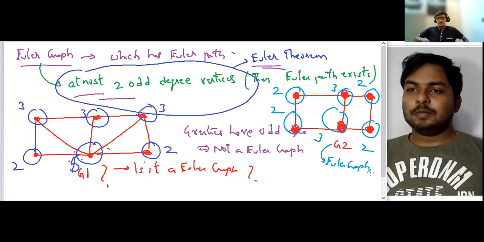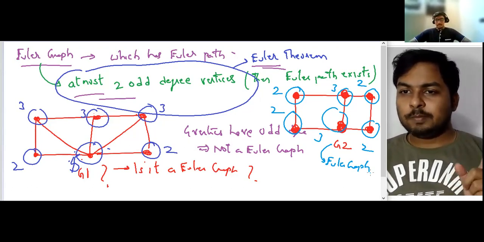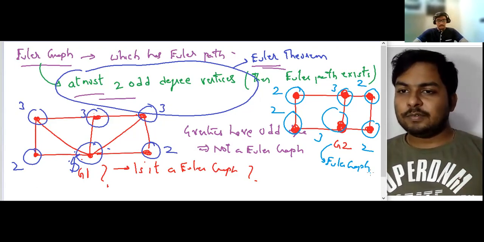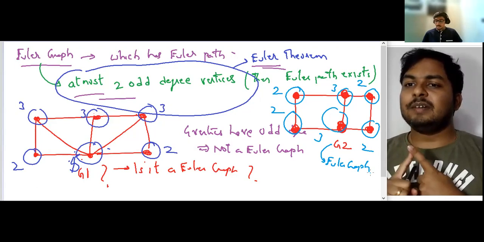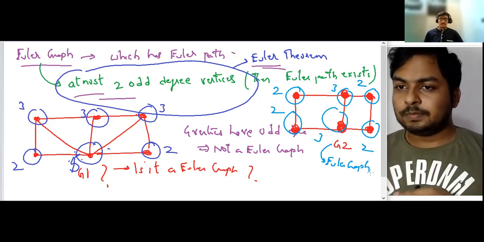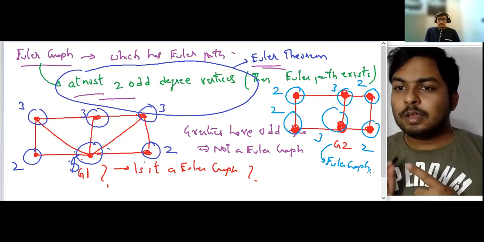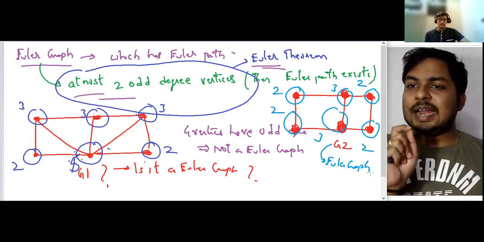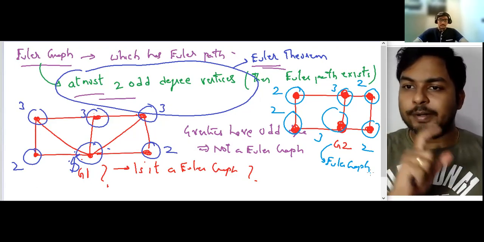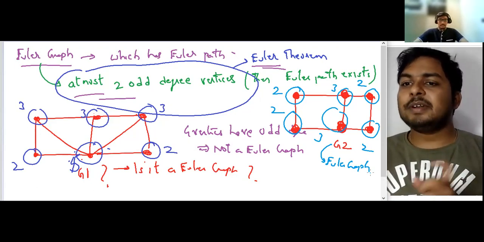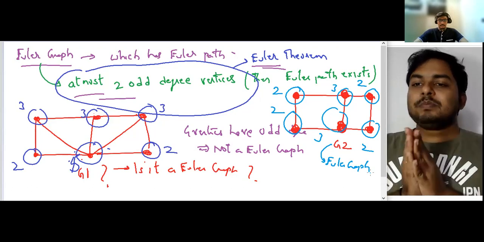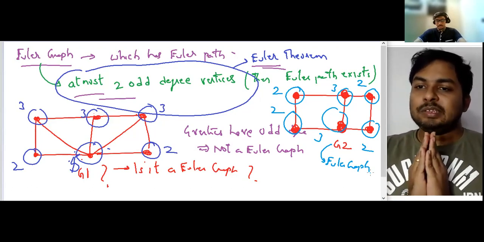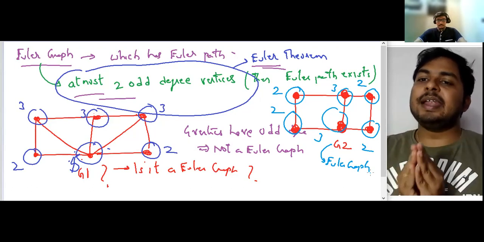So what did we learn so far? We learned what is a Euler path, then a Euler circuit, and then a Euler graph. A Euler path is a path in which every edge is covered exactly once. A Euler path will have starting and ending vertex degree as odd, and intermediate vertices degree will be even. A Euler circuit is a Euler path in which starting and ending vertices both are the same.